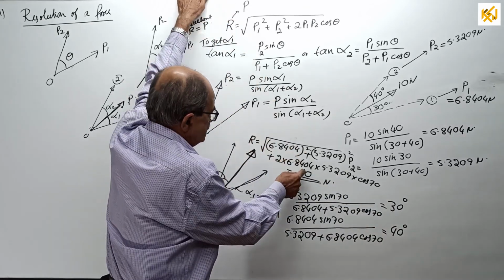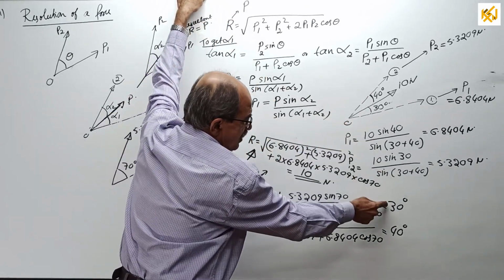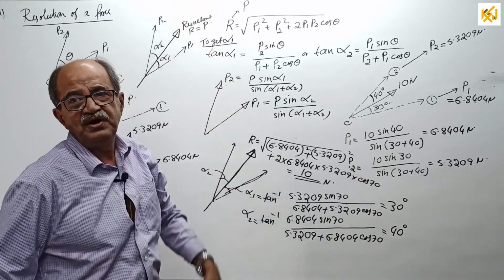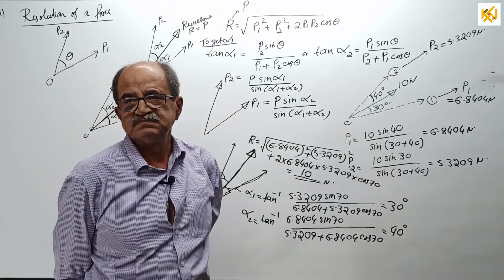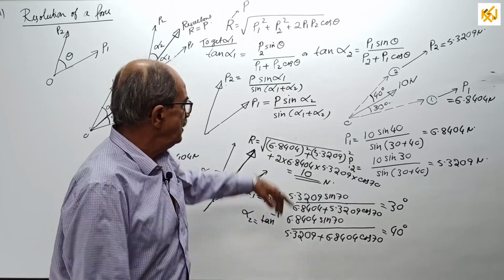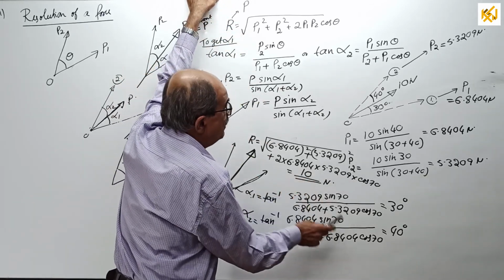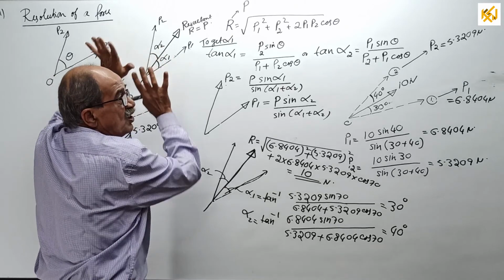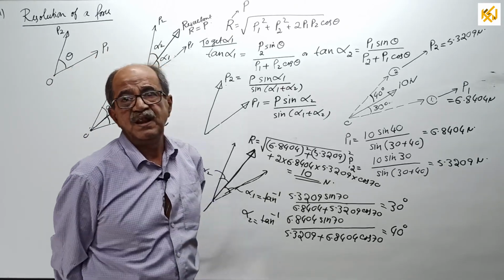I wrote the answer. How much is this answer? You check if you want. That is your problem. Check it. Answer has to come same, because if the answer is not coming same, then the principle is wrong. Wrong principle I will never tell.